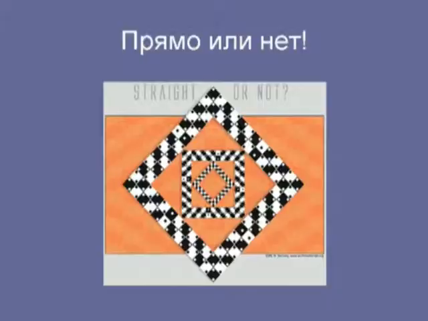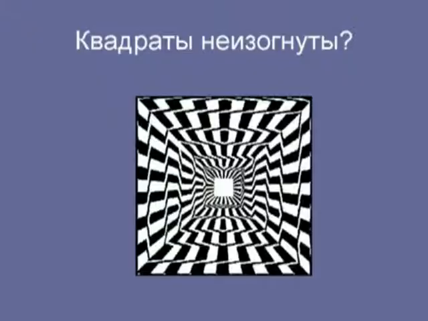Okay. Is this design straight or not? It feels like it's not straight. It looks bent, but it's straight. Are the squares straight? Yes, they're straight, but they seem bent. It's an optical illusion because of the stripes.